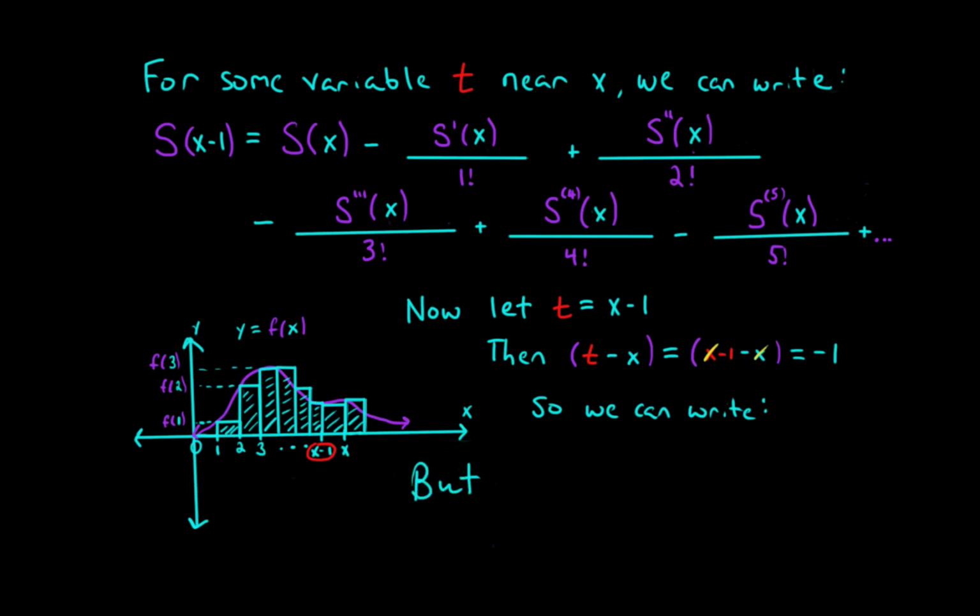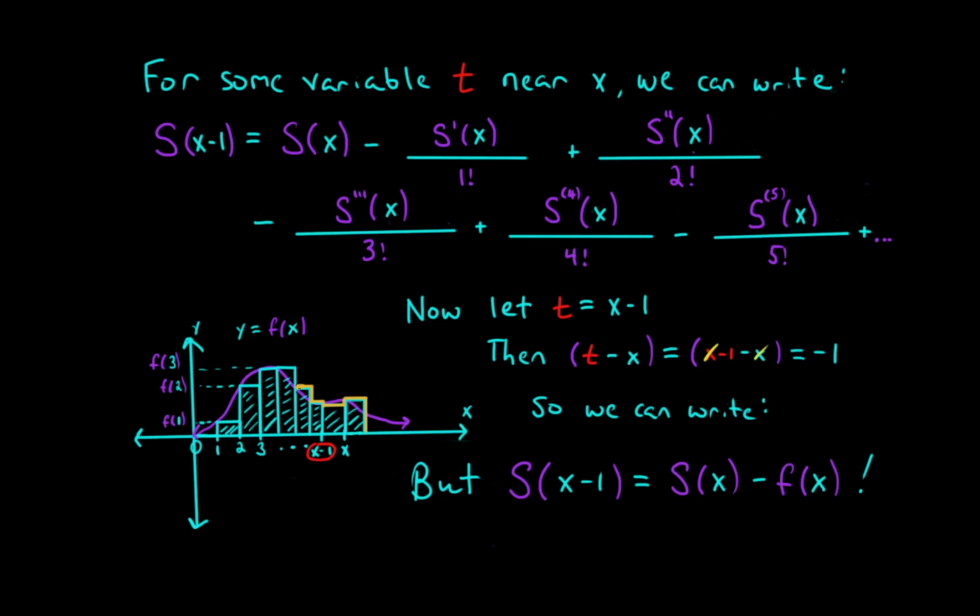Now, so far in our manipulation of this Taylor series, we have not made any explicit reference to what kind of function s of x is. But we know by definition that s of x is the sum of the values of f of x. Therefore, we can write s of x minus 1 equals s of x minus f of x. Now, let's think about why that would be.